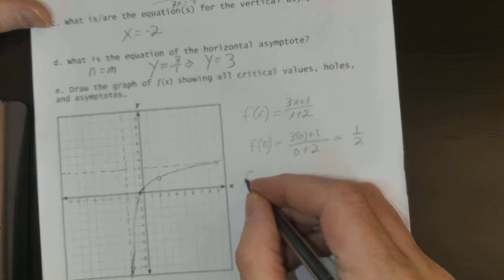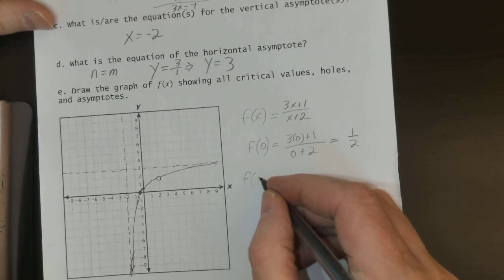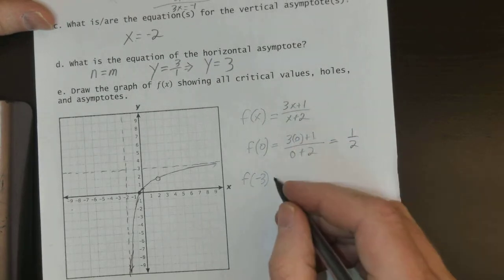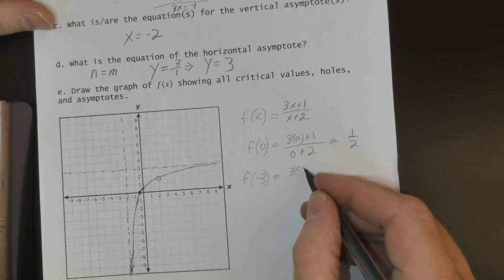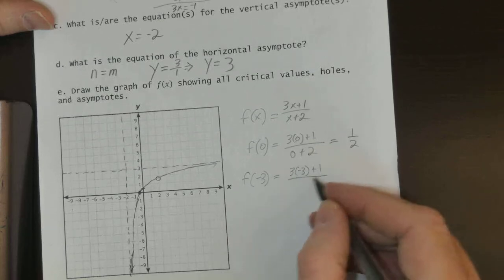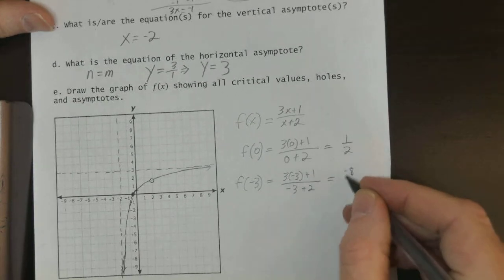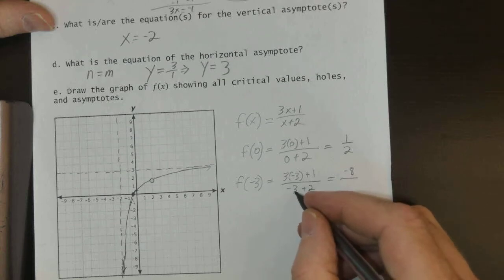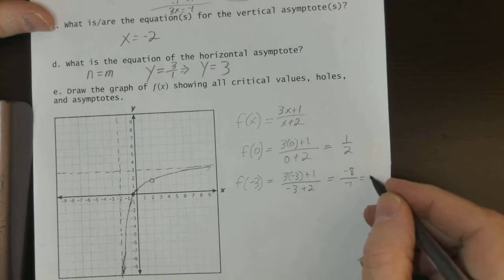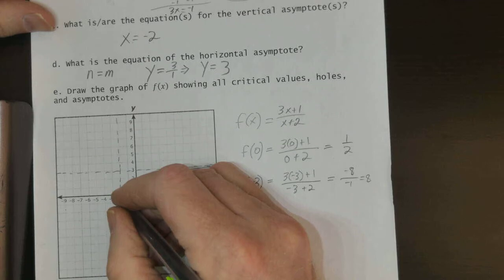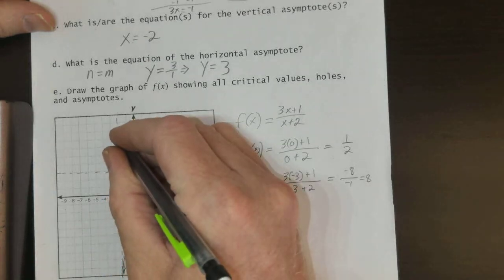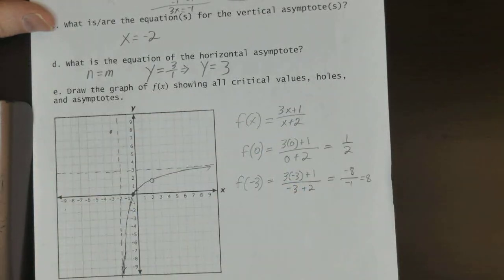I want to find just a few more. I'm going to look at what f of negative 3 is. That's 3 times negative 3 plus 1 over negative 3 plus 2. Negative 9 plus 1 is negative 8. Negative 3 plus 2 is negative 1. So that's 8. So I'm going to plot negative 3, 8 right here. That is a point on the graph.